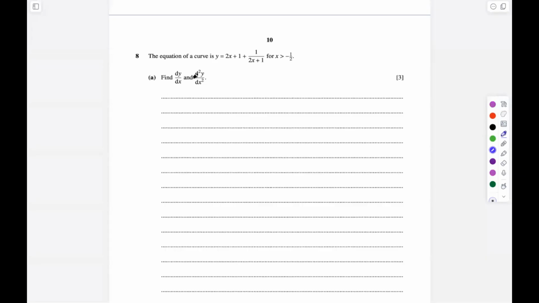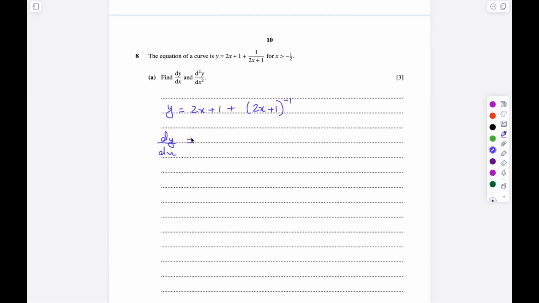In question 8, the equation of a curve is y equals 2x plus 1 upon 2x plus 1, for x greater than negative half. We have to find dy/dx and d squared y upon dx squared. To find dy/dx, we'll first bring the variable that is in the denominator into the numerator and write it as (2x plus 1) to the power minus 1.